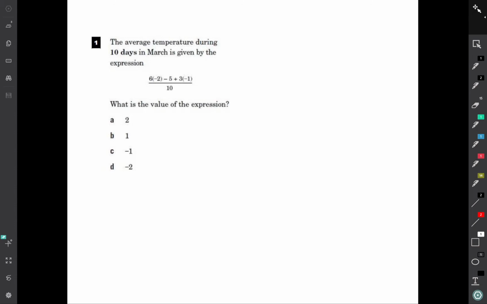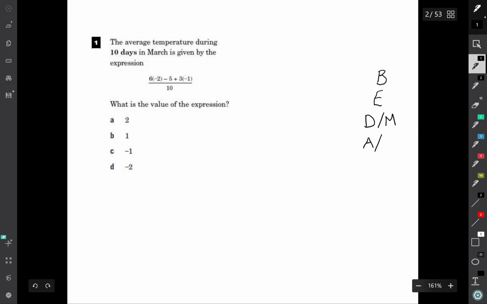Well, we can see that this is a question where we have to follow order of operations. So I'm going to remind you guys, order of operations, we always start with whatever's inside any brackets. Then we work with exponents. Then we do division or multiplication, whichever one happens first. And then finally adding or subtracting. So that's the order we're going to go in.